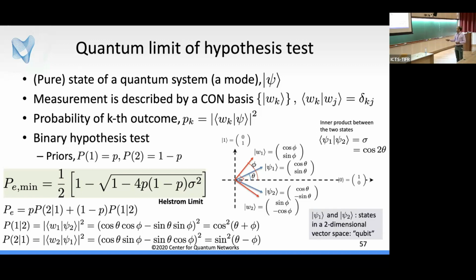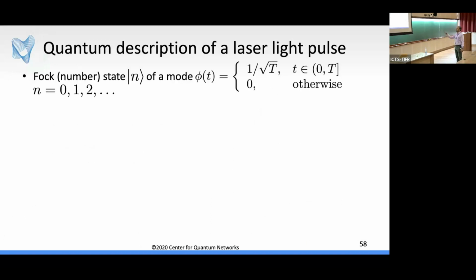All right, so psi 1 and psi 2, if they were states in a 2-dimensional vector space, you can also think of them as a qubit. We talked about the quantum description of a laser light pulse yesterday. I still had this slide just to remind you of the notation. We talked about a Fock state of a mode n being a state that has exactly n photons. They will arrive at random times, but every time you do an experiment, there'll be exactly n photons.